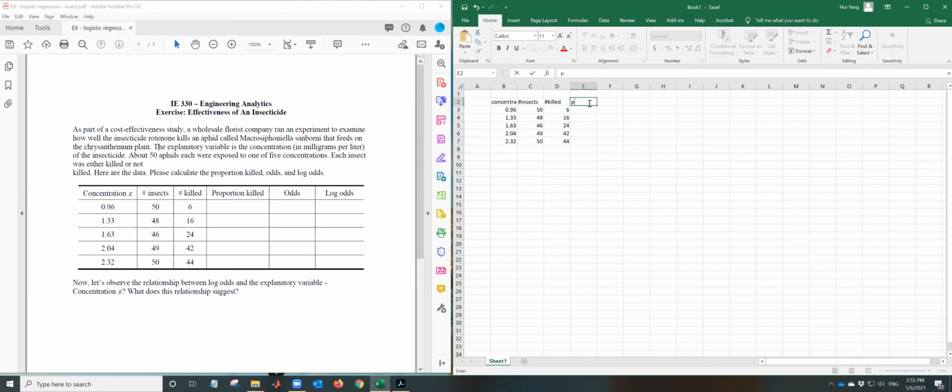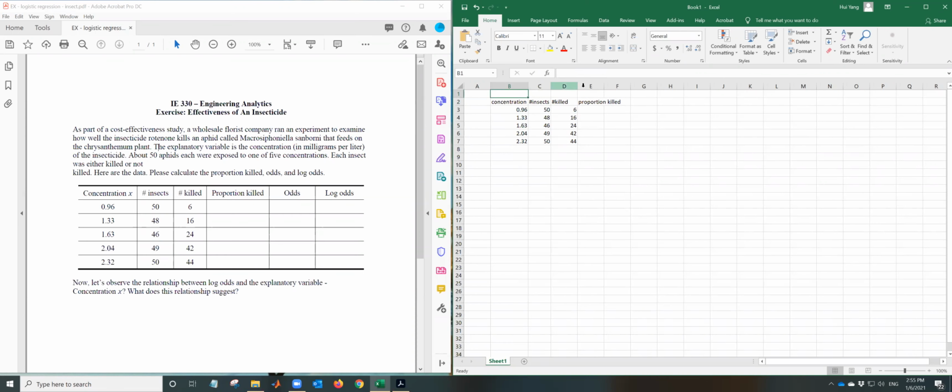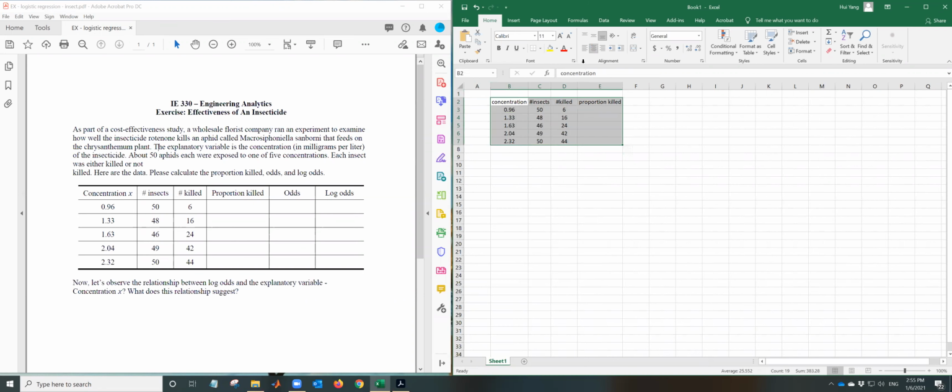Now we need to calculate proportion killed. Let's do this. Proportion killed, and let's make sure they are centered. Now, proportion killed is actually equal to 6 divided by 50. So let's do it. It's 0.12. Now let's select this corner, and we do the same formula for all the rows. And let's maybe just use 3 digits.